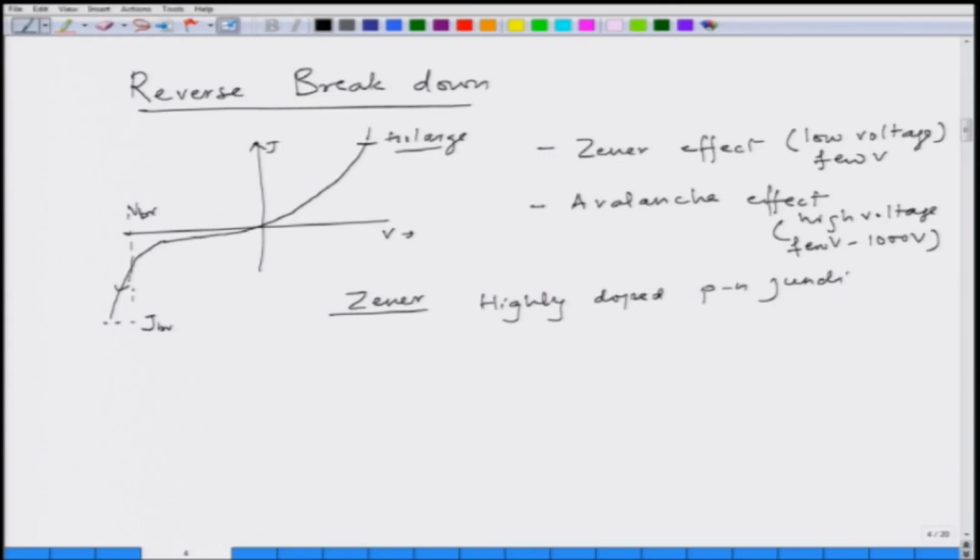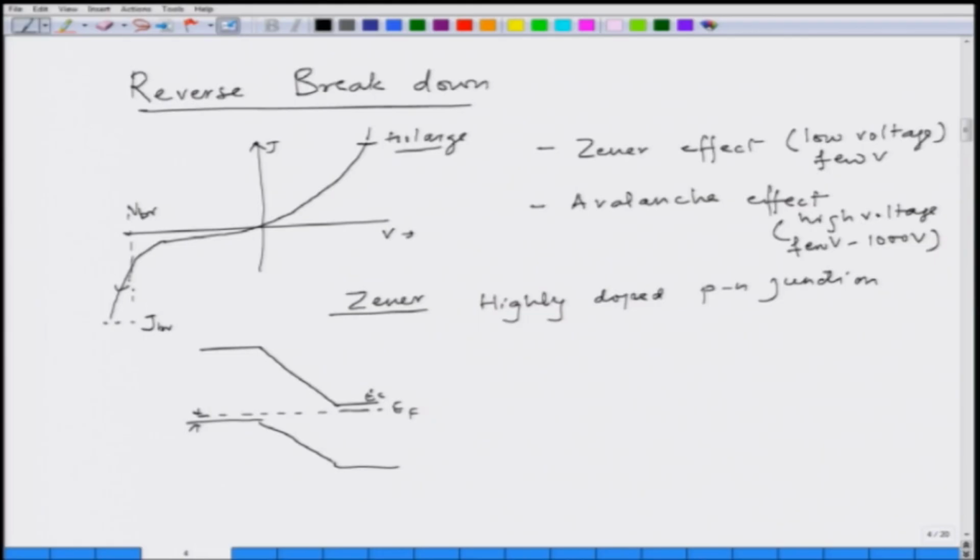Now, what happens in highly doped PN junctions is that your P and N sides are very close to the bands, which means a highly doped PN junction in equilibrium will look something like this. Because on the N side it is very close to the conduction band, and on the P side it is very close to the valence band of the material.